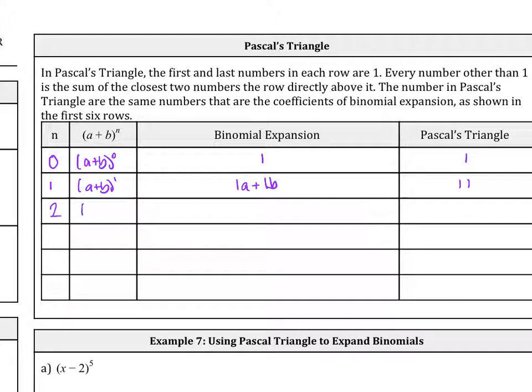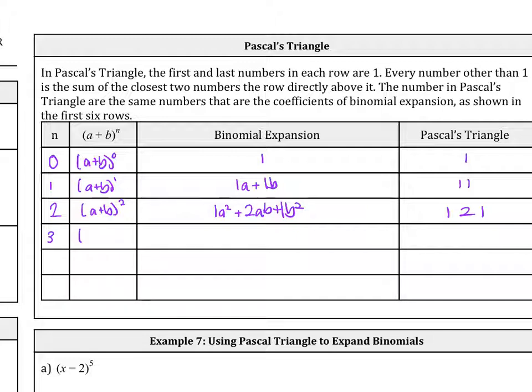Then look at row 2. That's (a plus b) squared. So we should know that pattern. This is 1a squared plus 2ab plus 1b squared. Remember with Pascal's triangle, you have 1, then you add the two numbers above, 1 plus 1, that is our 2, and the last one is 1. So notice the coefficients correspond.